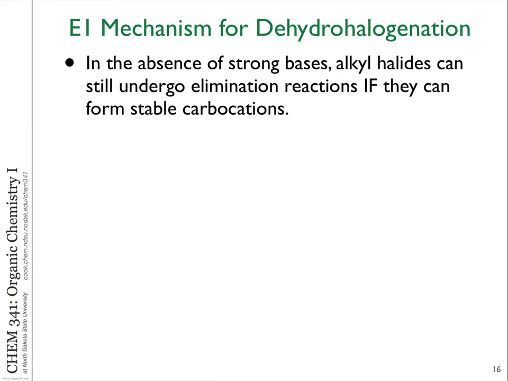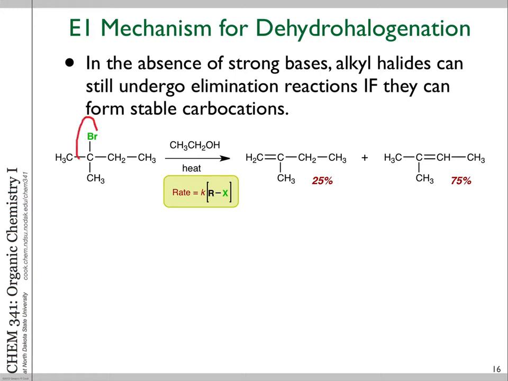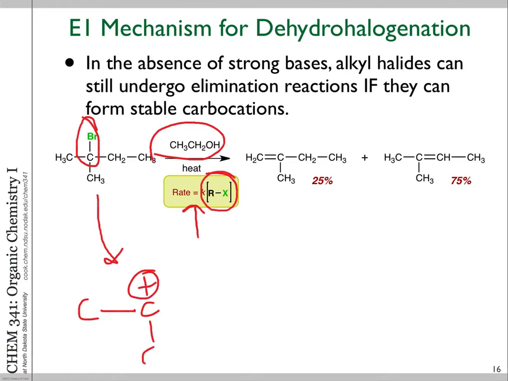Okay. In the absence of base, here's an example. This particular example shows that if you simply take this tertiary bromide and heat it up in ethanol without any base present, the observed rate is only dependent on the concentration of one species, that is the alkyl halide. It simply undergoes loss of the bromide to form a carbocation, and then loss of a proton to form the two possible regioisomers of the double bond.